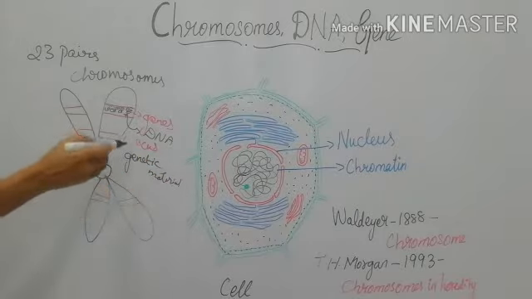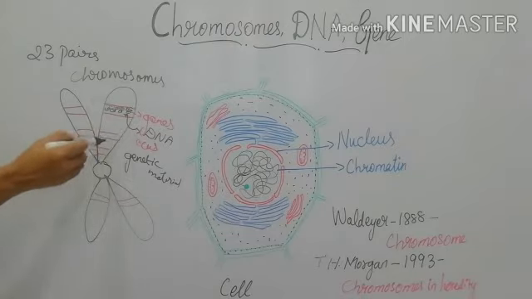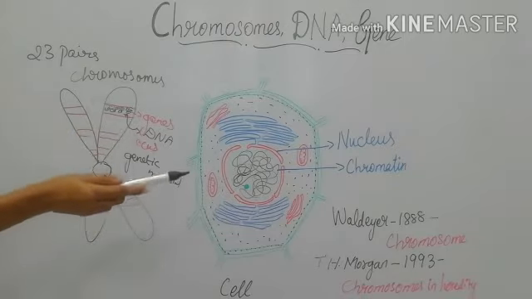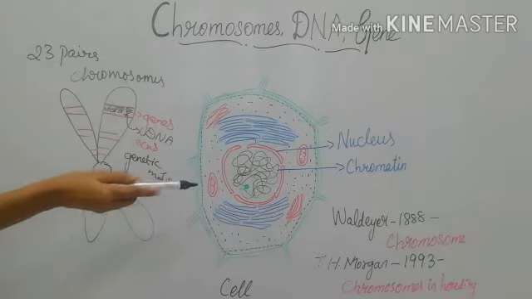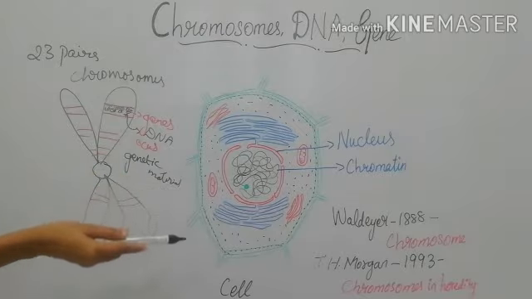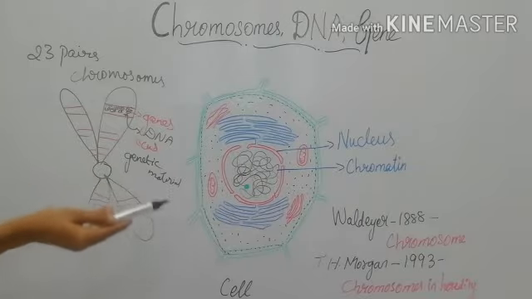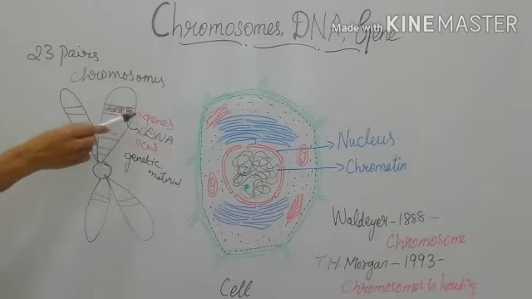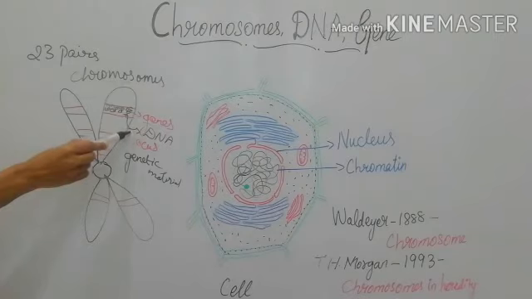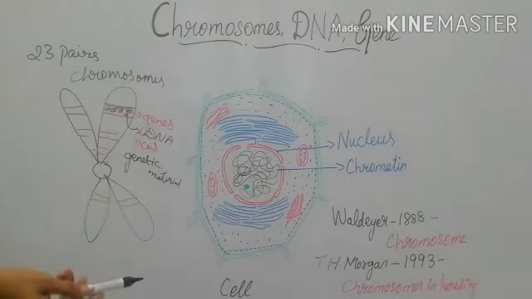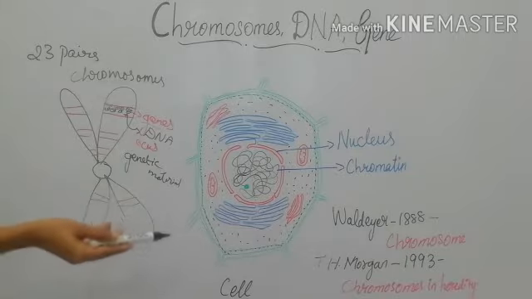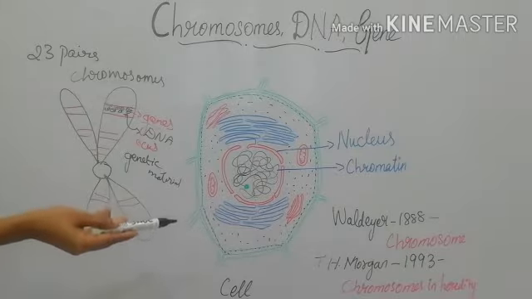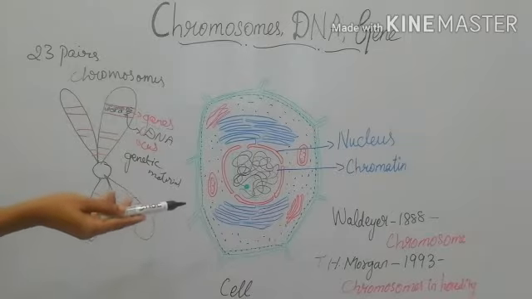The term chromosome was coined by Waldeyer in the year 1888. And T.H. Morgan got the Nobel Prize for determining the role of chromosomes in heredity. That is, the chromosomes are made of genes, and the genes are made of DNA. The DNA is the hereditary material which will pass from one generation to the next. This was determined by T.H. Morgan, and for that he got the Nobel Prize in the year 1933.